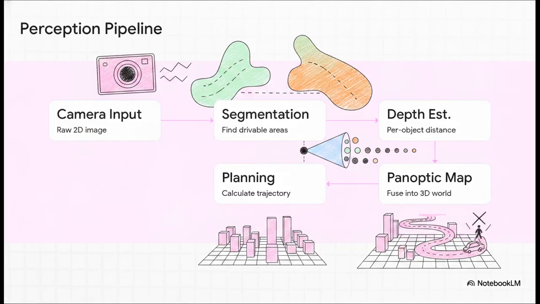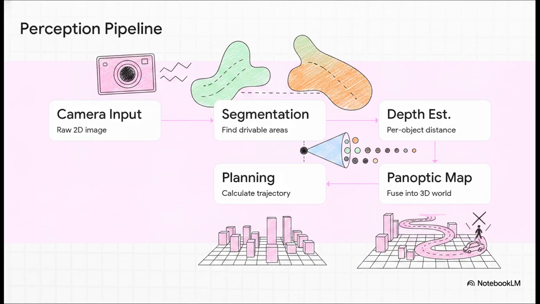When put into practice, a self-driving car executes this entire perception pipeline in a matter of milliseconds. First, the camera input is captured. Second is segmentation, rapidly separating the drivable road stuff from the dangerous obstacle things. Third is depth estimation, instantly assigning a per-object distance using the deep learning monocular techniques we've discussed. Fourth, the car fuses all of this into a dynamic, full 3D panoptic map.